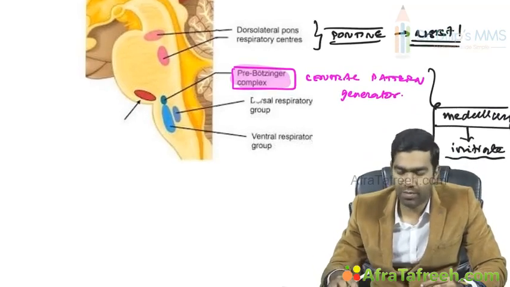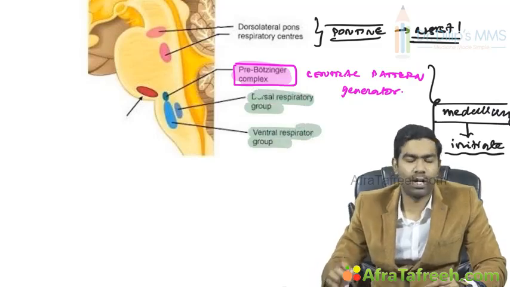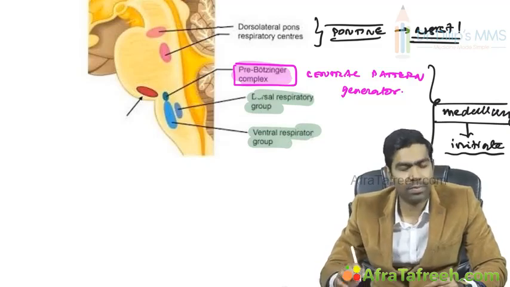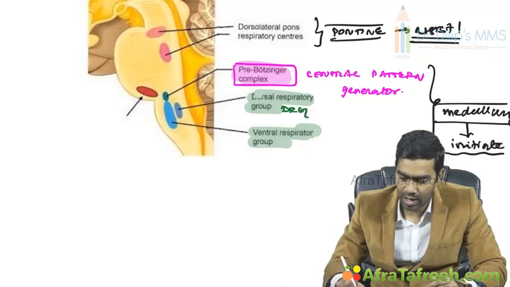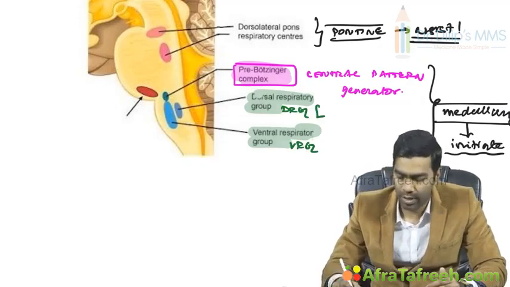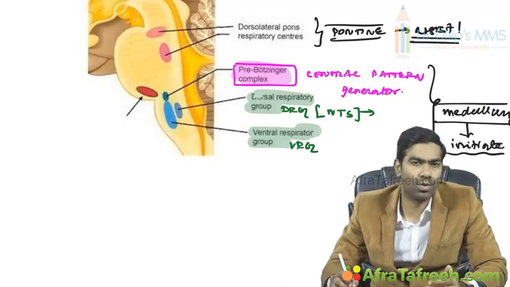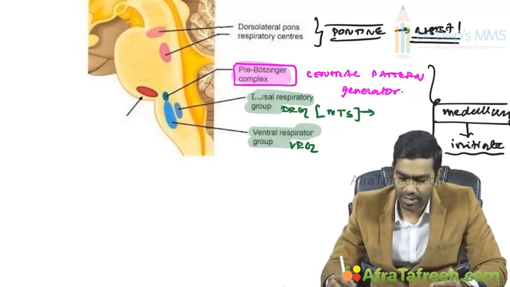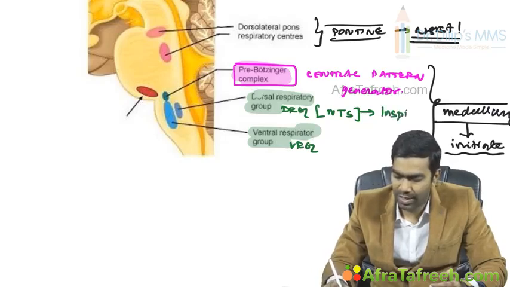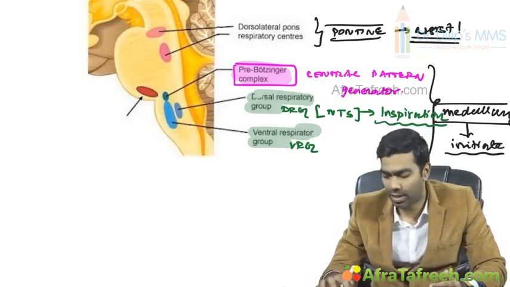Like a central pattern generator, which is the pre-Bötzinger complex, we have two other important areas in the medulla. That is called the dorsal respiratory group. We simply can call it DRG. And the ventral respiratory group, we are going to call it VRG. The dorsal respiratory group is located in the area called nucleus of tractus solitarius, or otherwise simply called nucleus of solitary tract. This is one of the largest groups of nucleus in the medulla. We know that. So the NTS is the one which is going to be helpful in initiation of inspiration. Clear?